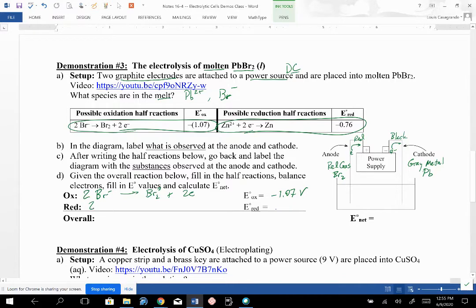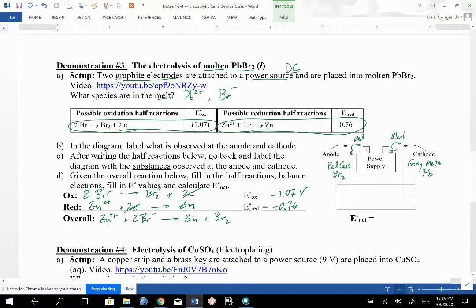And we're going to write in our zinc 2 plus plus 2 electrons, forming zinc metal, and that has a negative 0.76 volt potential. And let's add everything together. We have zinc 2 plus, 2 bromide. Notice that the mass automatically balances here. Electrons cancel out, and that gives us elemental zinc and elemental bromine.